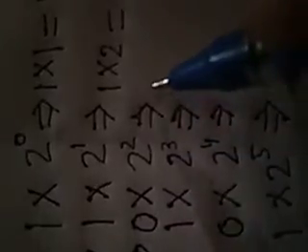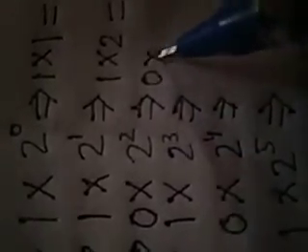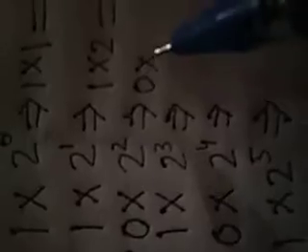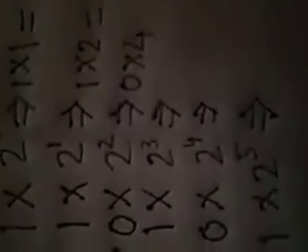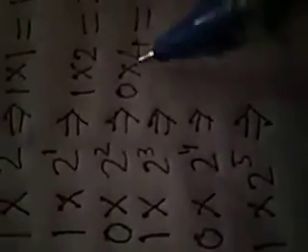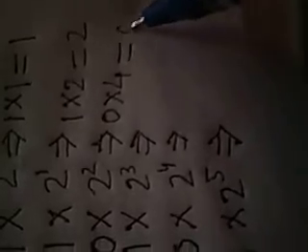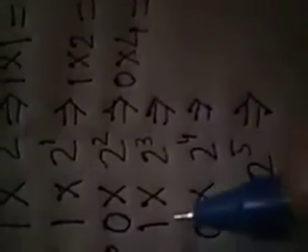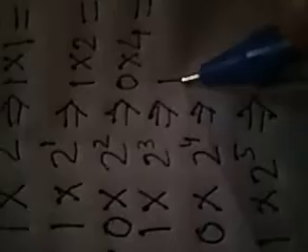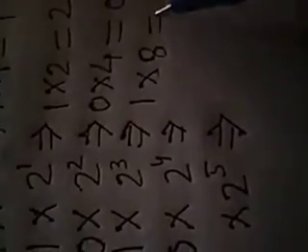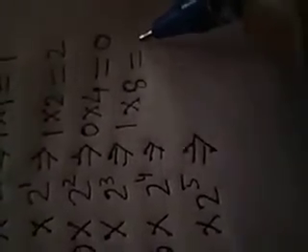Now next, 0 into 2 raised to the power 2, it means 2 into 2, that is 4. 0 into 4 means it is 0, right? Now here 1 into 2 raised to the power 3 means 2 into 2 into 2, that is equal to 8, right? Then 1 into 8 is equal to 8.